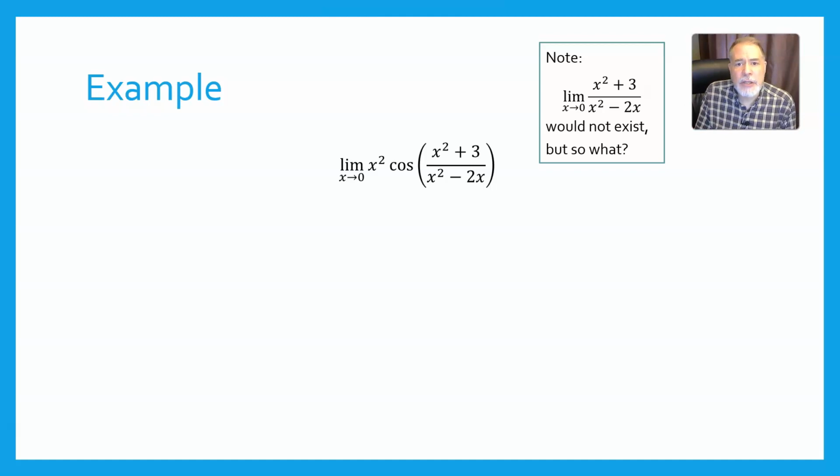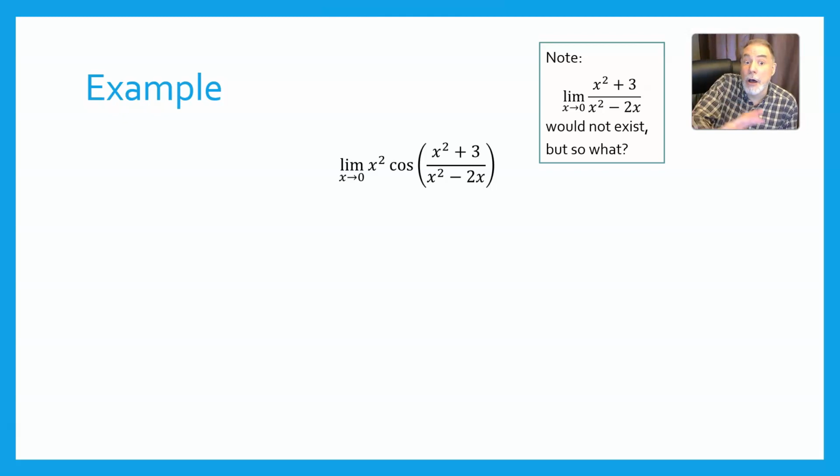But that's not what we're looking at. We're not just looking at the limit of that part. We're looking at the limit of the cosine of that thing times x squared. So it doesn't matter that that's undefined when x equals 0, and it doesn't really matter what happens to it when x is close to 0.